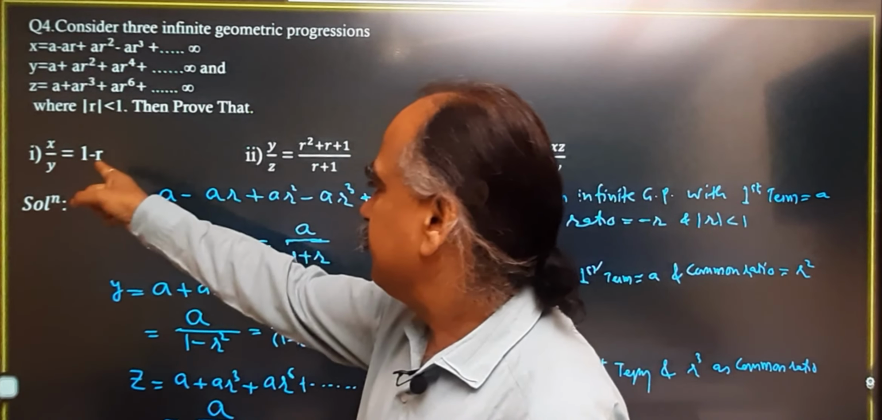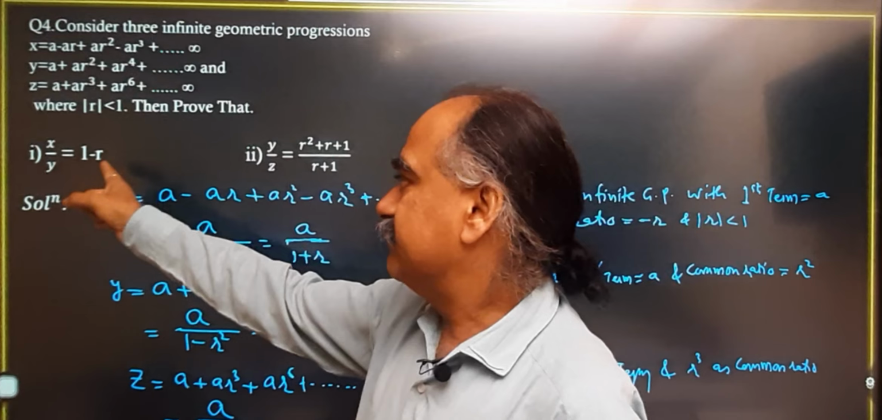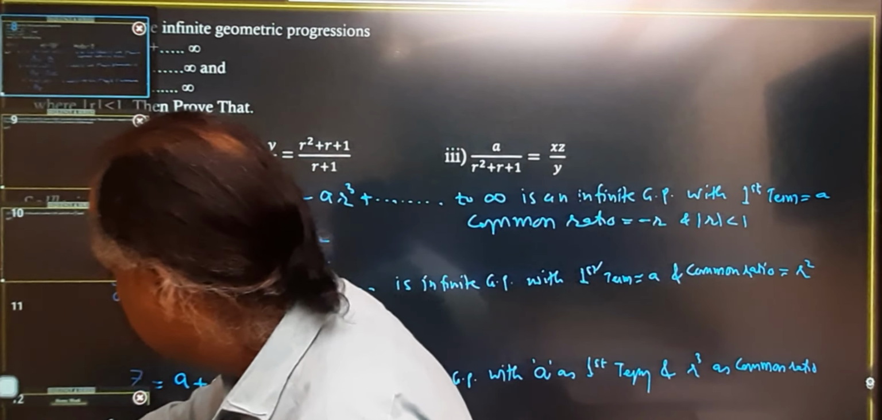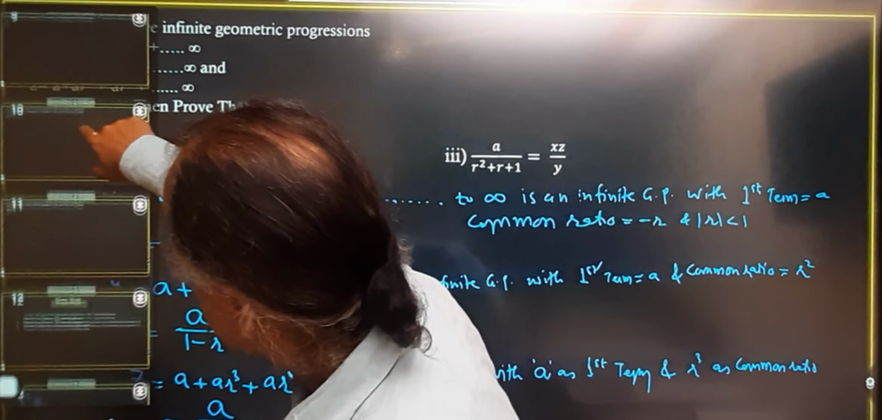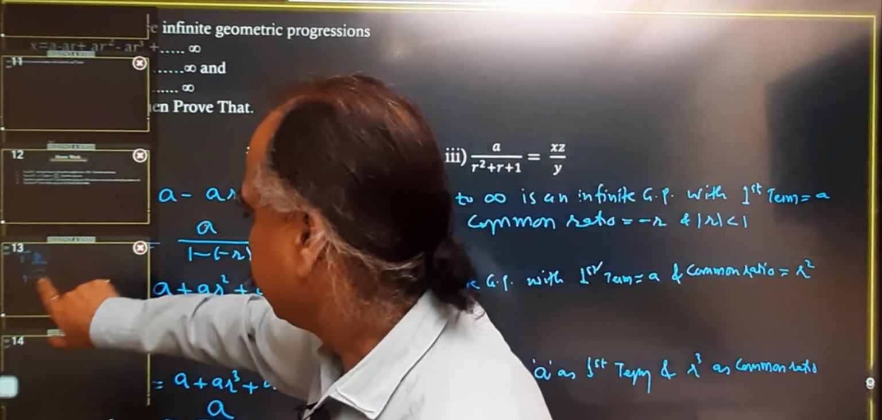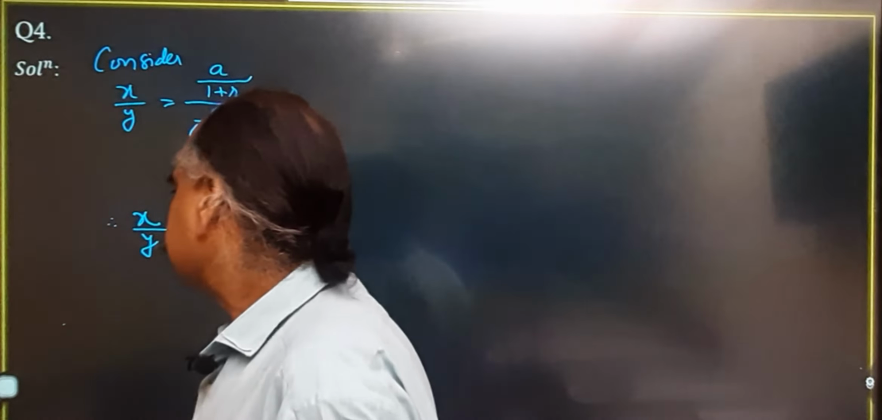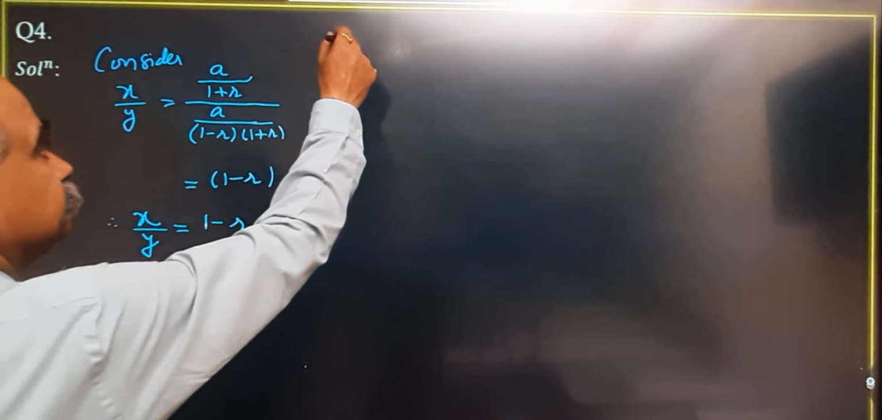So this was the problem. The first part is X upon Y equal to 1 minus r, which we proved. Okay, now we'll go to the second part, Y upon Z. So let me take the second part here.